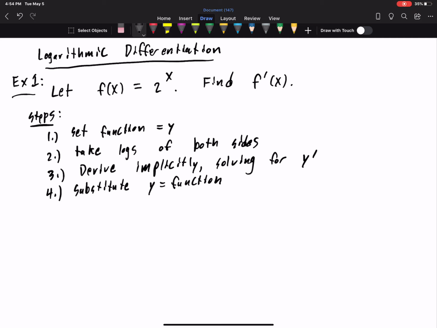All right, example number 1 of logarithmic differentiation. Here we are looking at the function 2 to the x power, and our goal is to find the derivative of this thing. So we're going to follow the following steps.